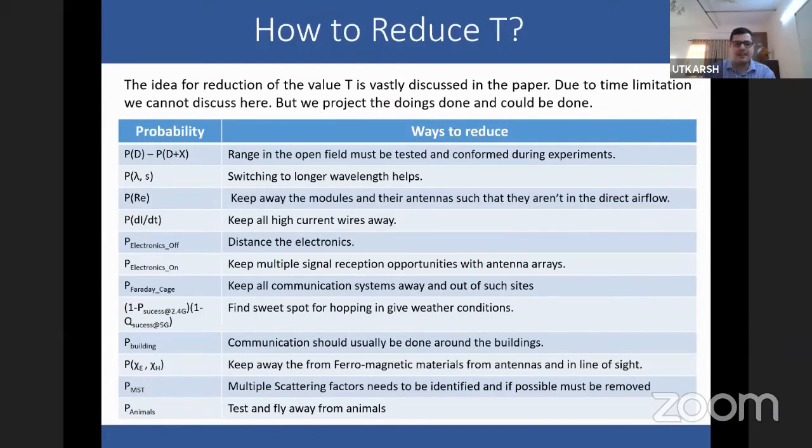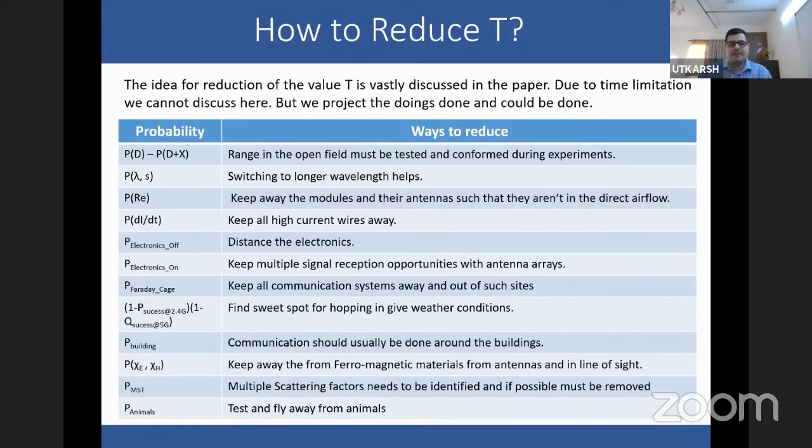This is for Mie scattering only. P of RE: if you keep your module under the propeller or near the propeller, it is affected by air currents. So keep the modules and their antennas away such that they aren't in the direct airflow.